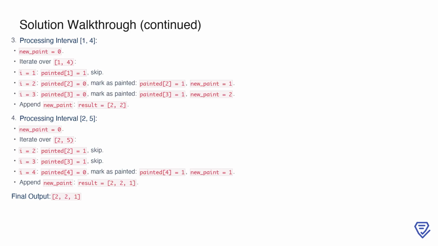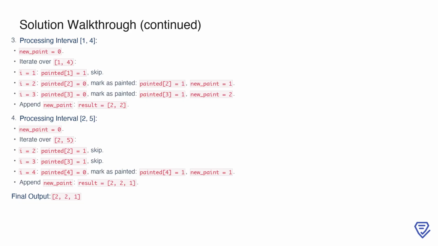Next, we process the second interval, 1, 4. Starting with new_paint at 0, we iterate through indices 1, 2, and 3. Index 1 is already painted, so we skip it. Index 2 is unpainted, so we mark it as painted and increment new_paint to 1. Similarly, index 3 is unpainted, so we mark it and increment new_paint to 2. At the end of this interval, we append new_paint to result, making it 2, 2.